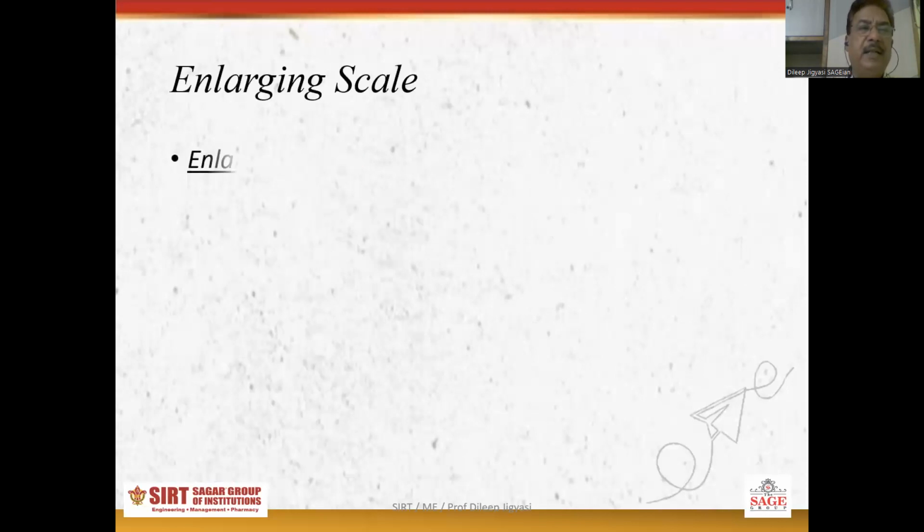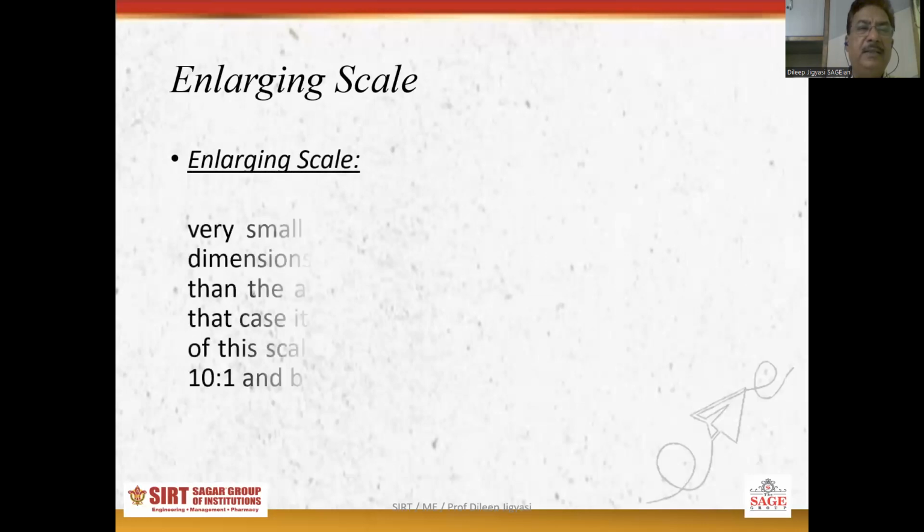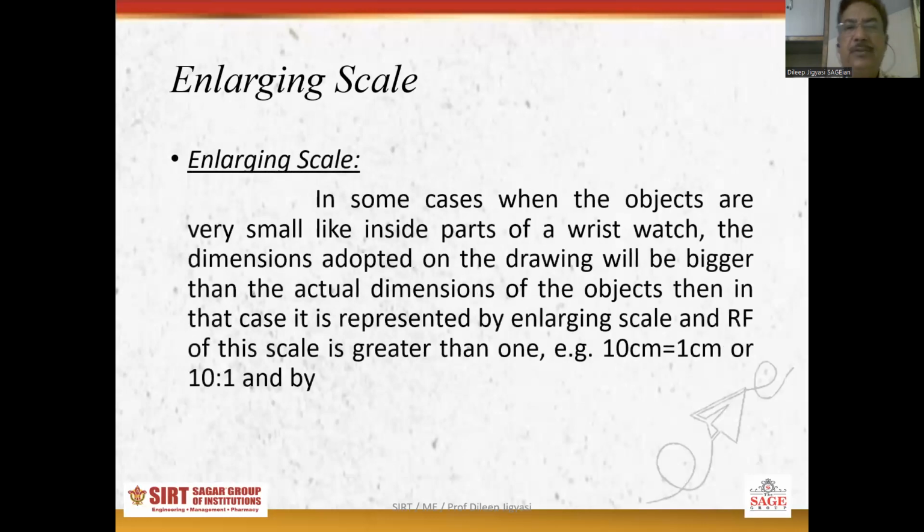The third scale is the enlarging scale. In some cases, when the objects are very small, like the inside parts of a wristwatch, the dimensions adopted on the drawing will be bigger than the actual dimensions of the object. In that case it is represented by an enlarging scale, and the RF of this scale is greater than 1.